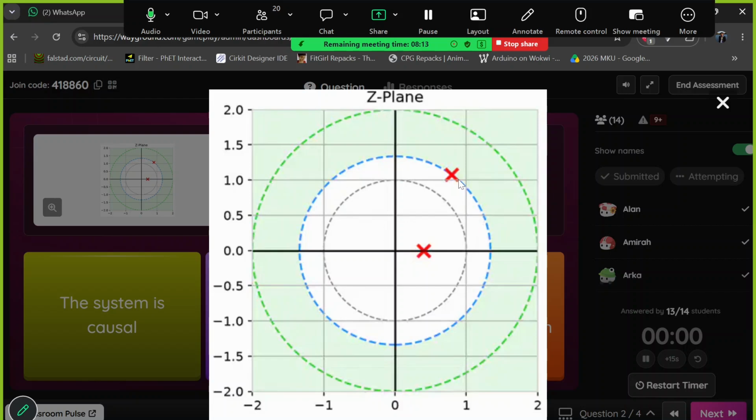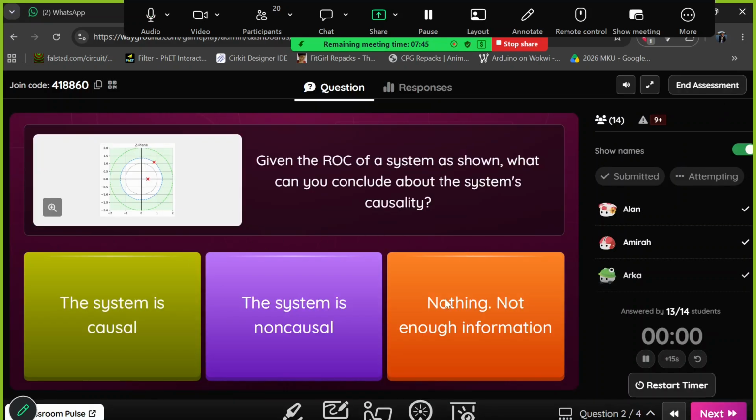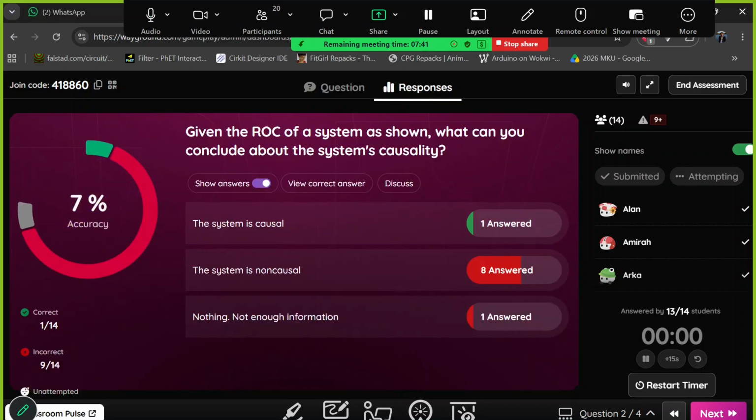It either goes inward towards the unit circle, towards the origin, or it forms a ring. In this case, the ring will include the unit circle. So in terms of causality, since our region is spreading out from the outermost pole towards infinity, that means our system is causal in this case. Be careful. The system is causal, not non-causal. Okay, let's continue.